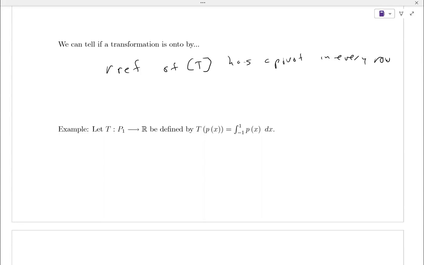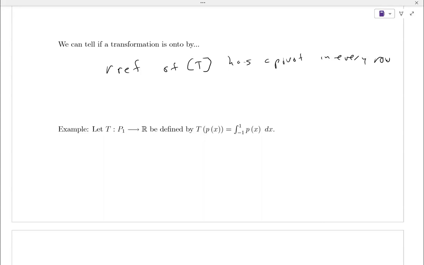This one asks us to check if this is one-to-one and onto. We've got transformations from polynomials of degree 1 or less, so constant polynomials and linear polynomials, to the real numbers, defined by integration from -1 to 1. So this one asks, let's check if it's one-to-one, check if it's onto. That's the idea here, right? All right.